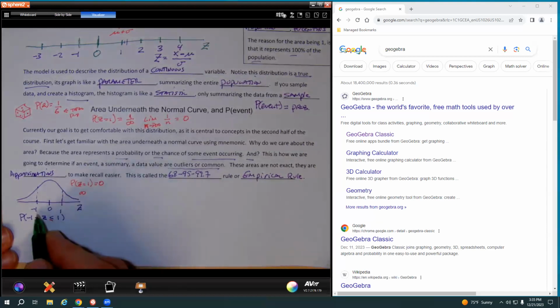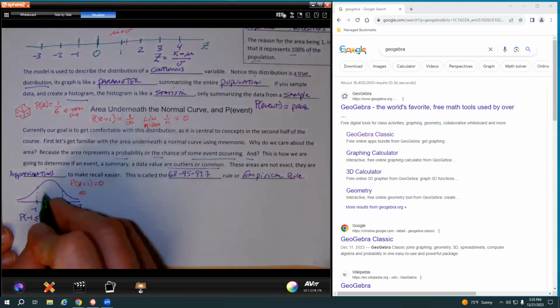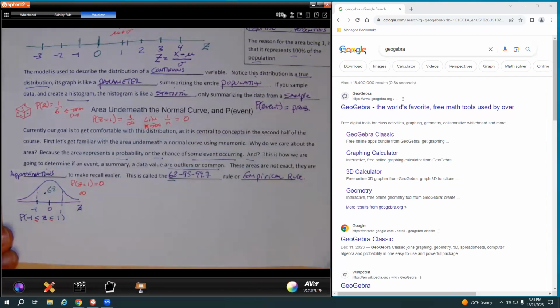So now the question is, what is the chance between -1 and 1, including -1, or not including? It wouldn't matter, because the single number is meaningless. And the answer is 0.68. In other words, that number right there. So there's a 68% chance you're going to get a number between -1 and 1 standard deviations.